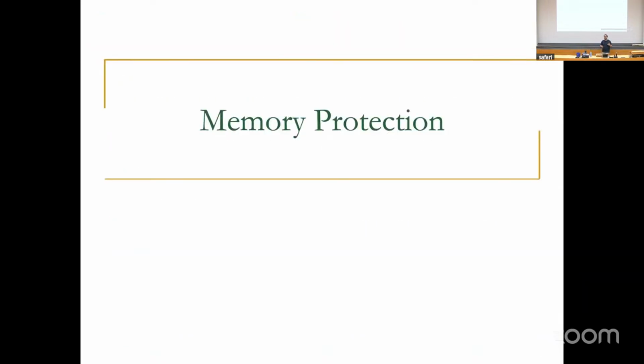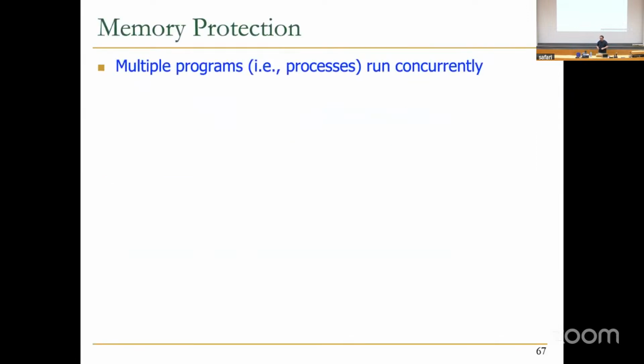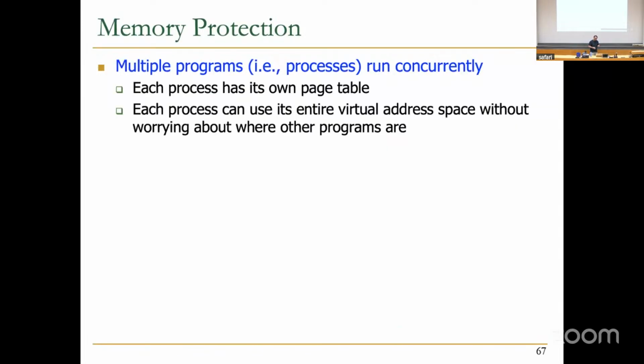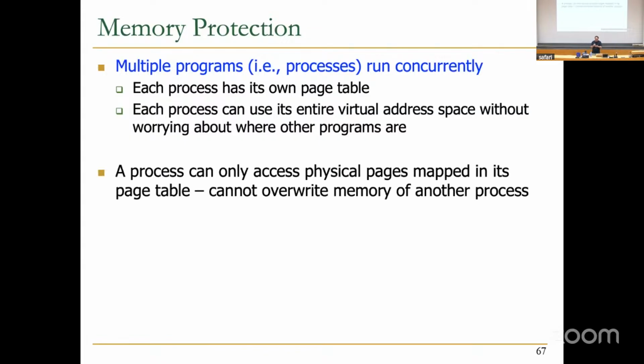The second and biggest property for which virtual memory has been used in the last 20, 30 years is memory protection. We have multiple programs and processes which run concurrently, right? And each process has its own page table. Each process can also use its entire virtual address space without worrying about where other programs are, because the page table would isolate fundamentally these two processes by storing different physical locations for the data of two different processes. So a process can only access the physical pages mapped in its page table.